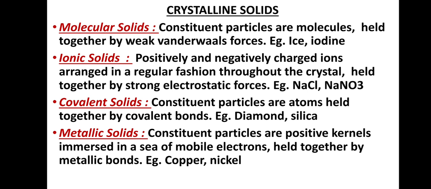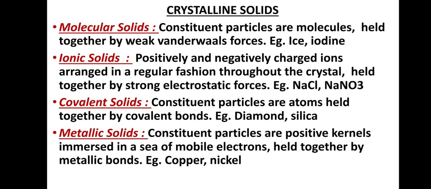The third category is covalent solids. Covalent solids are the ones in which the constituent particles are atoms which are held together by covalent bonds. You can take as an example diamond or silicon carbide.